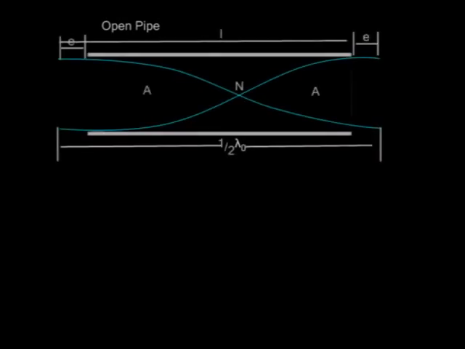Finally, an open pipe. When air is blown, the stationary wave formed has antinodes at both ends because air is free to move. The simplest type of wave which gives the fundamental frequency is as appears on your screen. Now L plus 2E is equal to a half lambda naught. But lambda naught is equal to V over frequency naught. And therefore the fundamental frequency is given by F0 is equal to V over 2(L plus 2E).